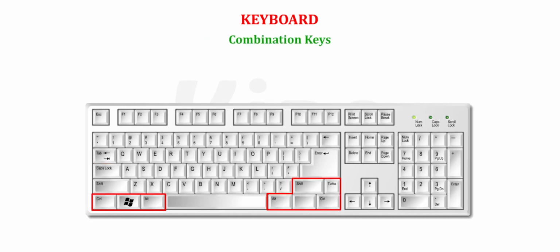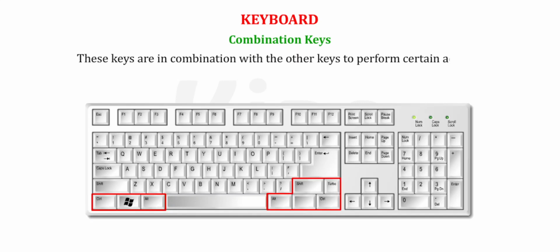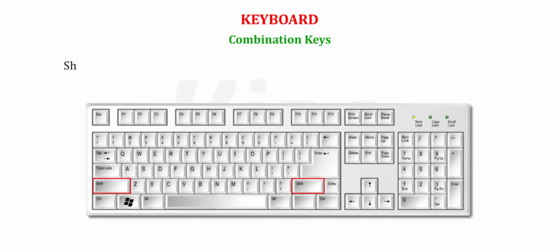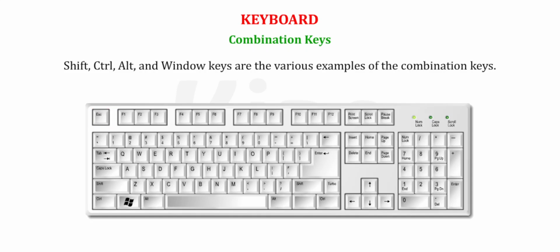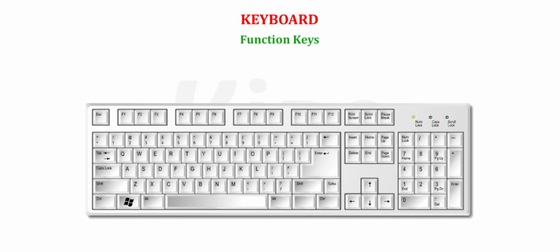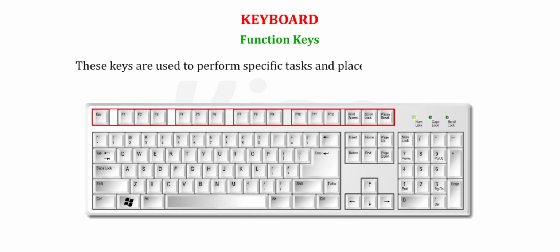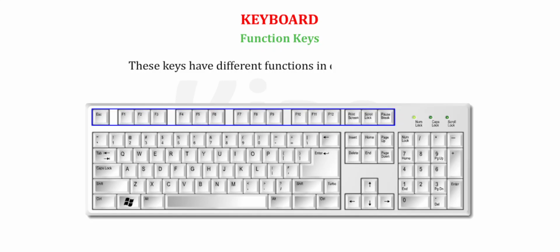Combination keys. These keys are used in combination with the other keys to perform certain actions. Shift, Control, Alt and Window keys are the various examples of the combination keys. Function keys. These keys are used to perform specific tasks and are placed on the top row of the keyboard and labeled as F1, F2 till F12. These keys have different functions in different programs.